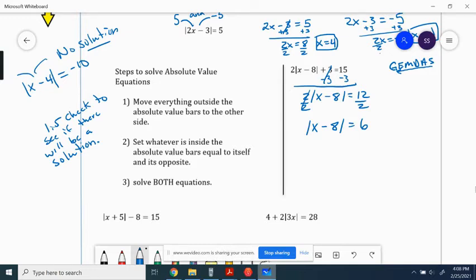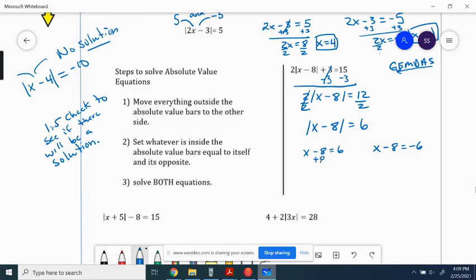Now we want to check, is there going to be a solution? Yes, there will, because that is positive, not negative 6. So now we can set up 2 different equations. The first one, we simply remove the absolute value bars. The second one, we keep the same as the first equation, but we set it to its opposite. Set a positive 6, negative 6. And then we just solve both of these equations.